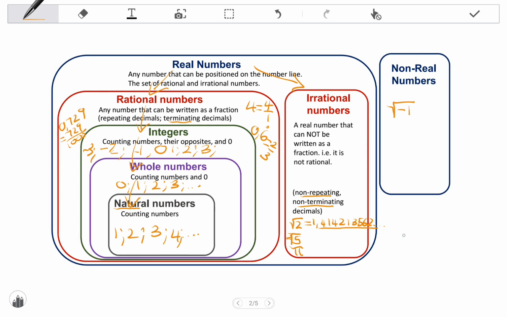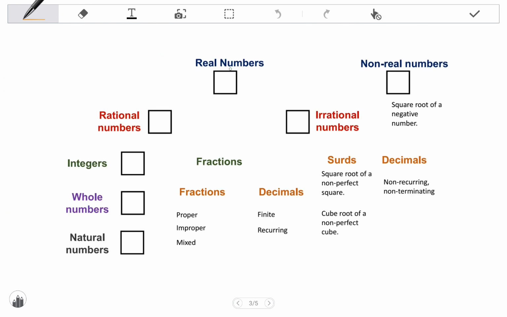Okay, and then I just want to address one more thing, and that is undefined. The concept of undefined. If a number is divided by 0, so 2 divided by 0, we say that that is undefined. So anything divided by 0 is undefined. It's not a real number. It's not even a non-real number. It's in a category of its own. It's not part of the number system. It doesn't exist. It's simply undefined. Okay, right.